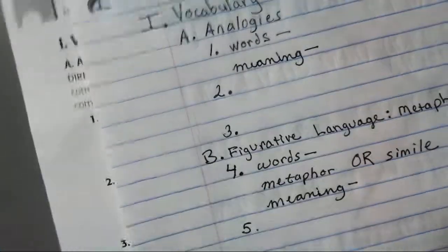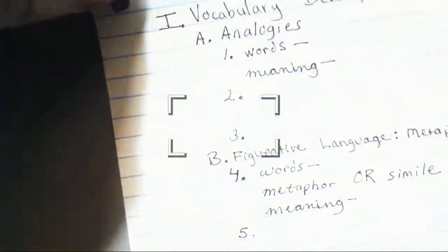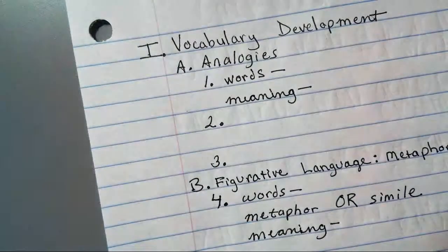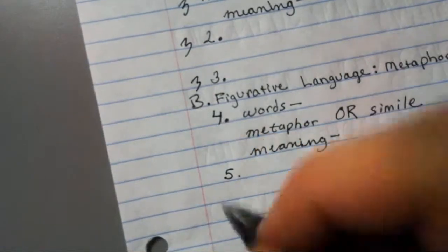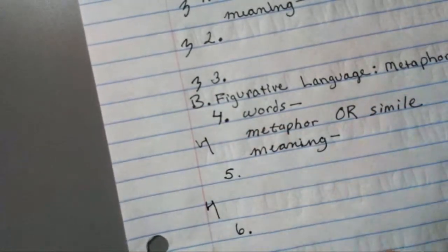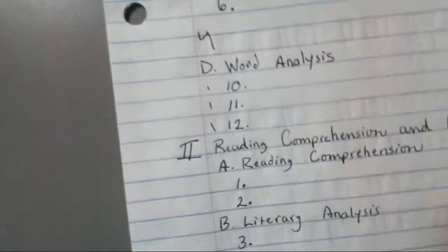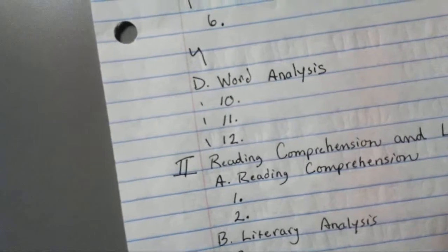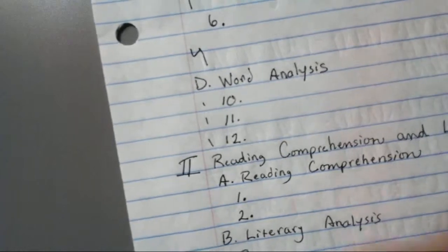Okay, so let's count how many points this is worth. This one was 3, so 3, 3, 3. These ones I said were 4, 4, 4, 4. Word analysis I said was 1 point, so 1, 1, 1. These ones were 1 point as well. I believe everything else was 1 point, yeah.